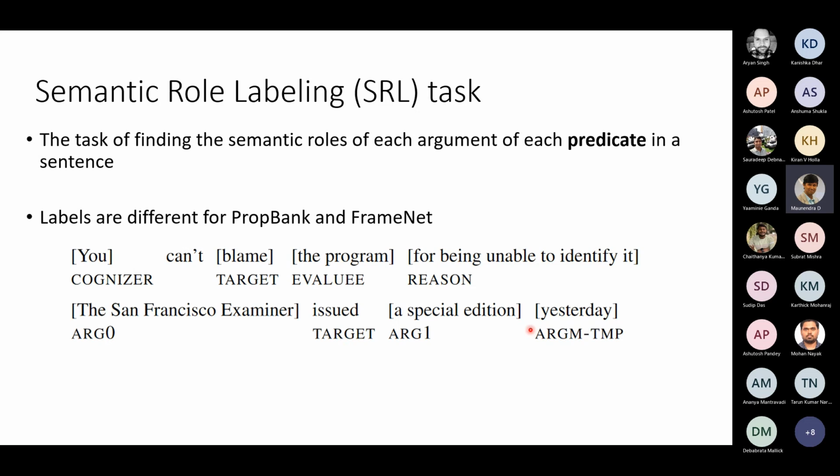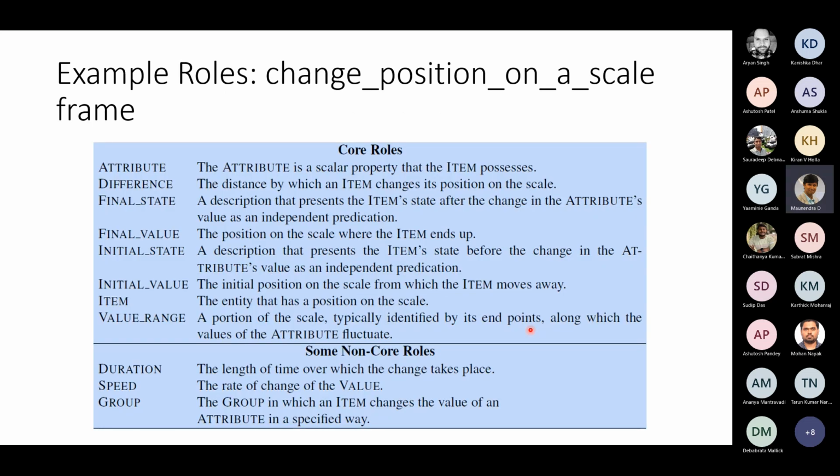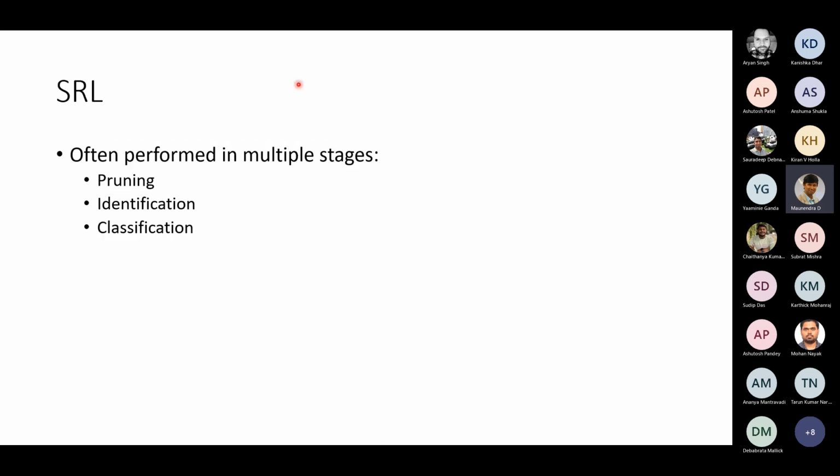I mean, that entire algorithm may not be different. Somebody may use naive Bayes or support vector machine or something, but the number of classes and the training procedure, the training of that model, will be different. So some example roles: the change position on a scale frame. We saw that example of fall, increase, and so on. The core roles will be this, and some non-core roles could be this. Again, this is coming from a frame, and there can be many words which are part of this frame, like increase, decrease, decline, rise, and so on.